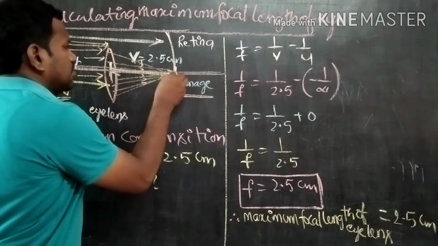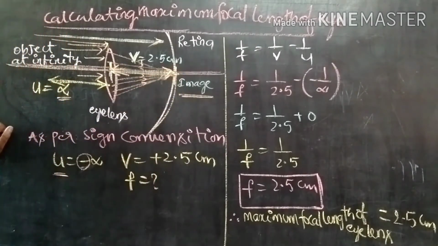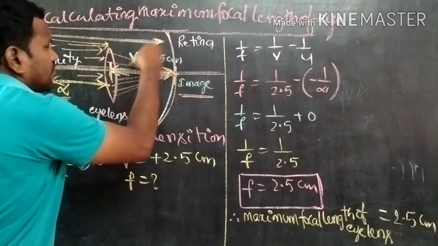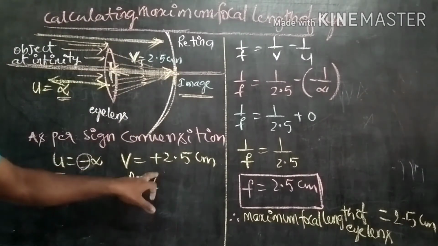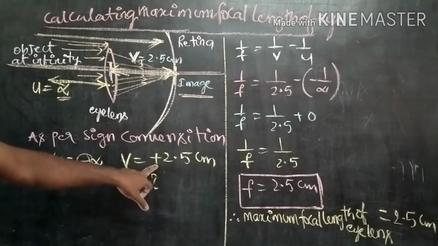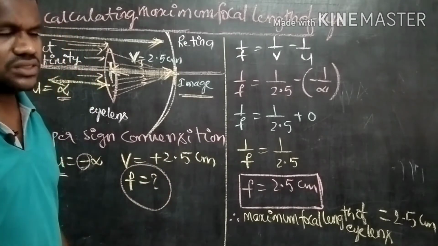Now comes the image distance. The direction of measurement of the image distance and the direction of the incident rays, both of them are in the same direction, so it is considered as plus 2.5 centimeters. Here we should find out the focal length.